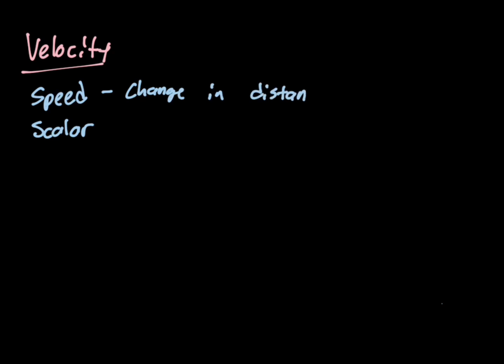Just like we have scalars and vectors for how the position is changing, we have scalars and vectors for how the movement is changing. So we have speed, and this is a scalar. Speed is the change in distance per unit time. We write this out as s, speed, is equal to d, the distance, over delta t, the change in time.